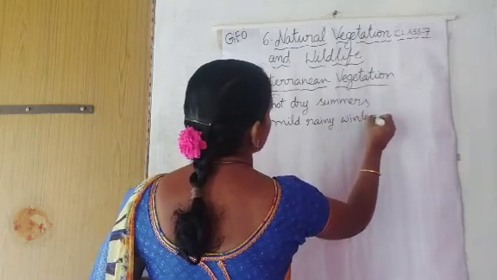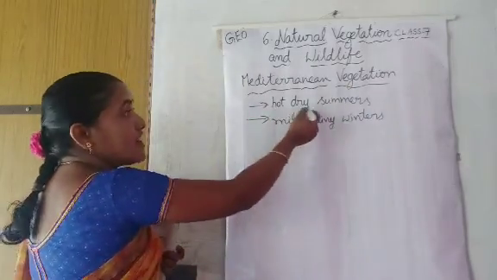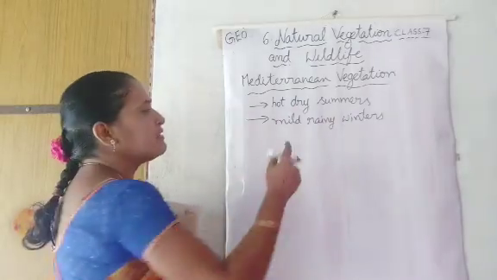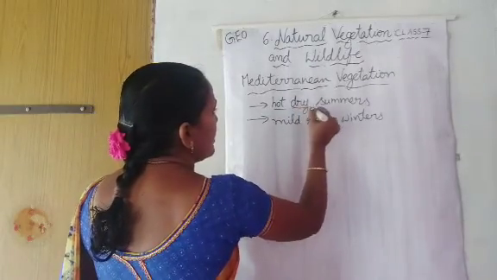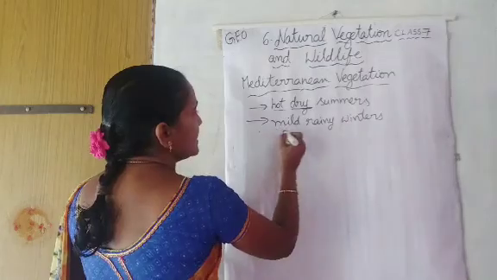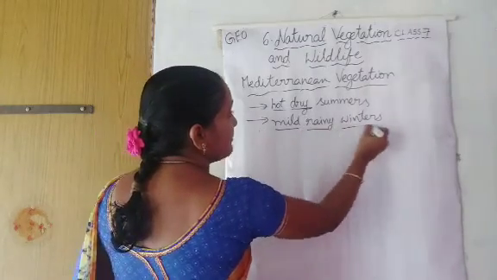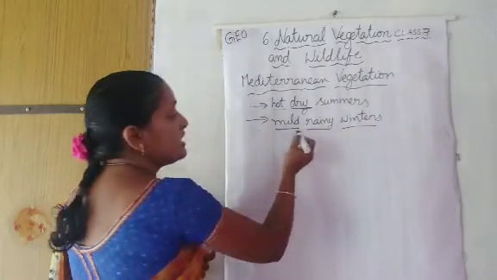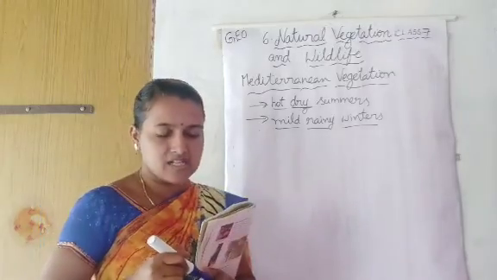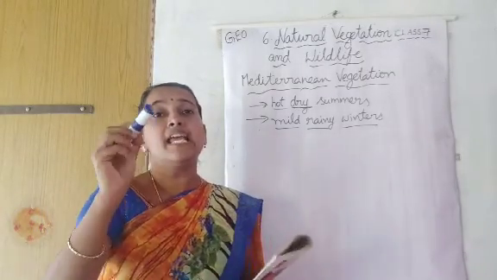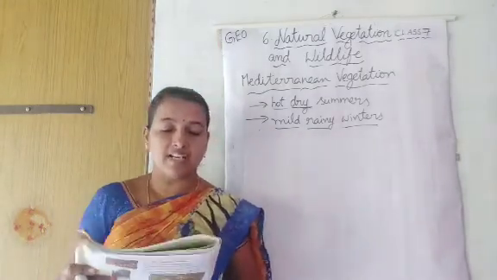So these are the main features of this Mediterranean vegetation. Hot, dry summers means the summers will be very hot and the whole land will be very dry. At the same time, mild rainy winters. How will the winter season be? Mild rain. Even in the rainy season, it gets very little rain.